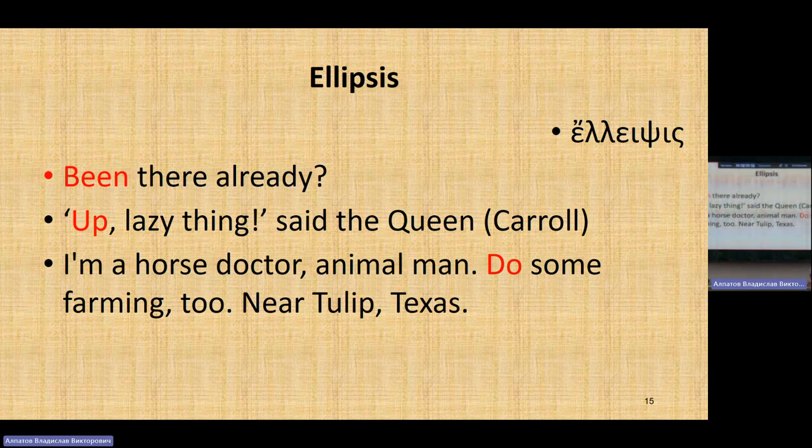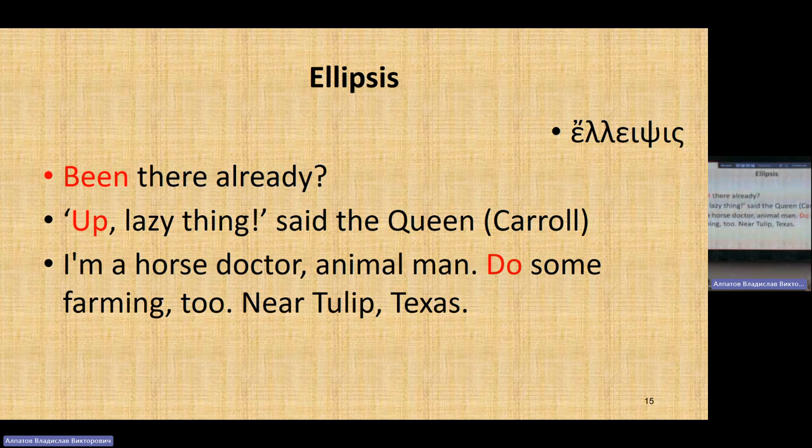And of course, ellipsis is typical of colloquial speech. That's how we speak very often. And here are the examples. Been there already, right? Have you been there? So have you is dropped. Been there, only part of the predicate is left. Been there already. Up, lazy thing, said the queen. Right? Вставай, лентяй. I think that was about the griffin in Lewis Carroll. Everything, right? The predicate itself, the notional verb, is missing.